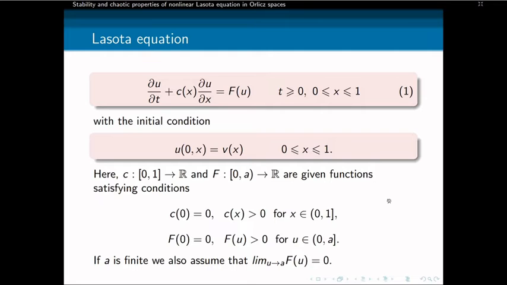But here we consider a bit simpler case of the equation, where we have the function c, and the right-hand side of the equation is f of u. It's equation 1. We consider this equation with the initial condition, and c and f are given functions satisfying the following conditions. And if a is finite, we also assume that the limit of the function f equals 0.